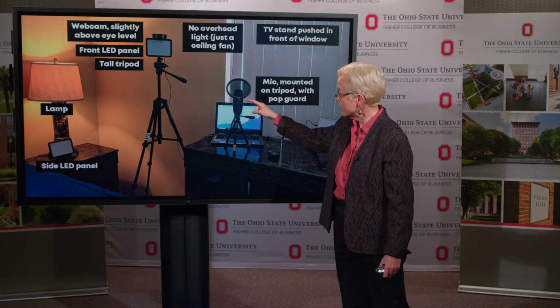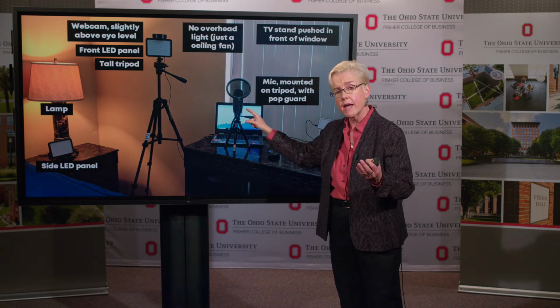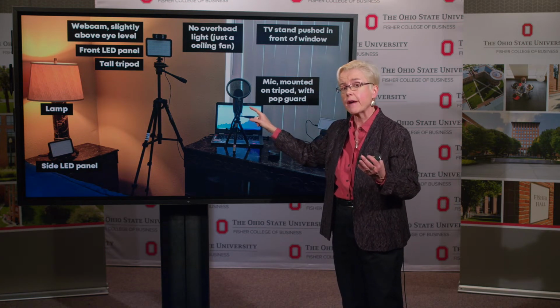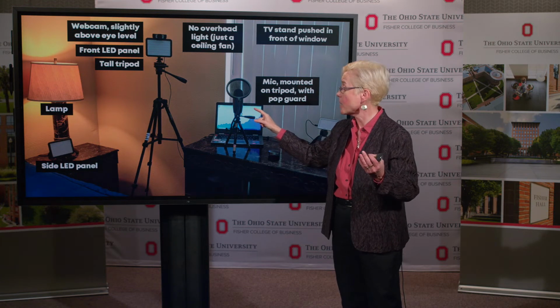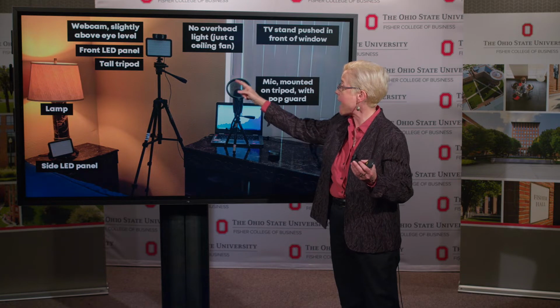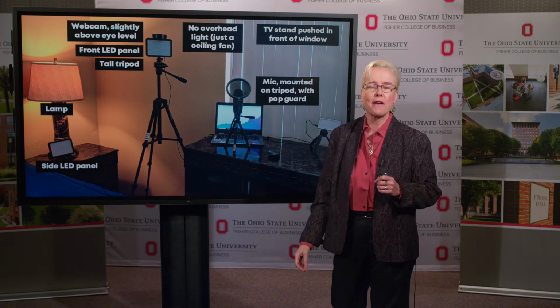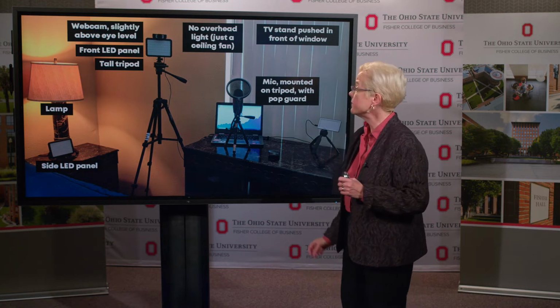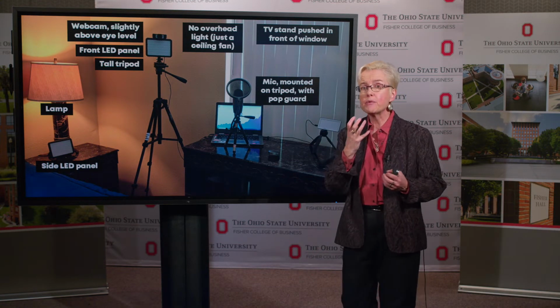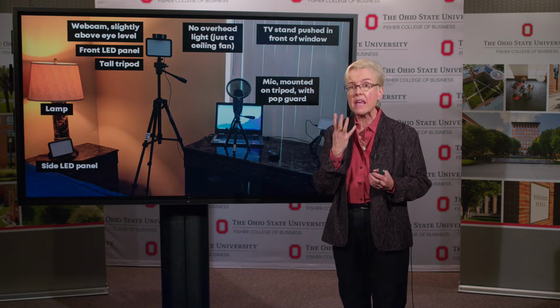Our mic here, in this case, happens to be a Blue Yeti. I use a Fifine because it's only about $49 versus a Blue Yeti, which is closer to $200. It does have a pop guard on it. I mentioned that in week 1. We use that for plosives, right? We use that to kind of absorb those popping sounds that we make with B's and P's.